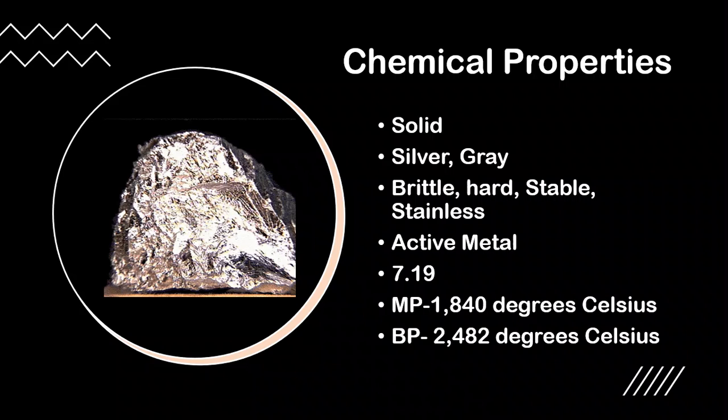Chromium has a melting point of 1,840 degrees Celsius and a boiling point of 2,482 degrees Celsius. So this means chromium has to get really hot before it starts to melt and boil.